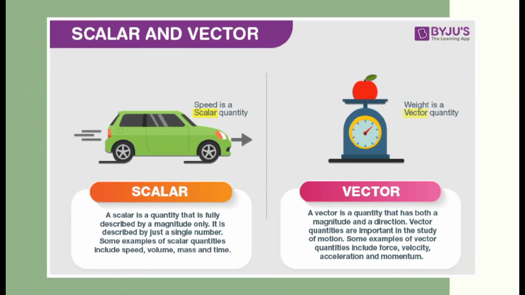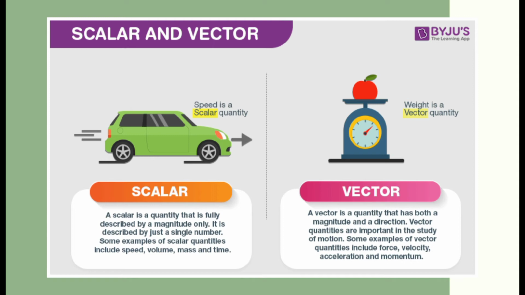There are two things, scalar and vector. The first one is scalar. A scalar is a quantity that is fully described by a magnitude only. It is described by just a single number. Some examples of scalar quantities include speed, volume, mass, and time.